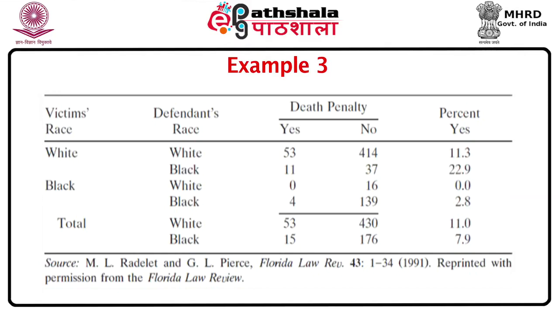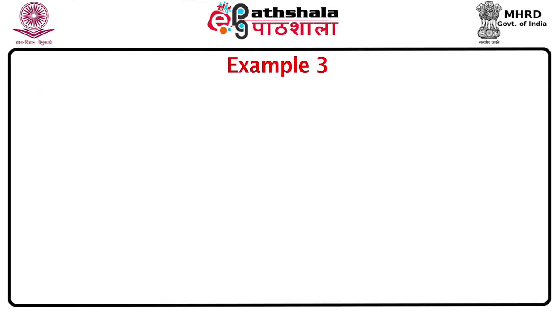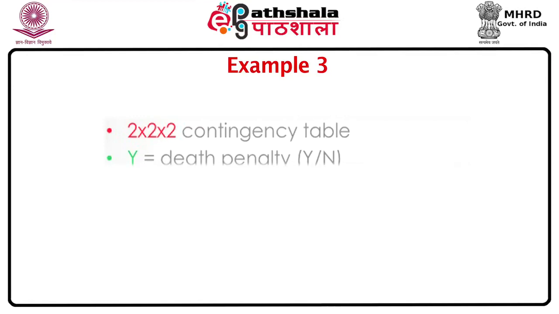The source of this data is the Florida Law Review, and this was data collected on a sequence of murders which occurred in Florida. This data set is well studied in the source which has been quoted here and also in the book on regression. So again, to repeat, this is data from a 2x2x2 contingency table where we are looking at three variables.